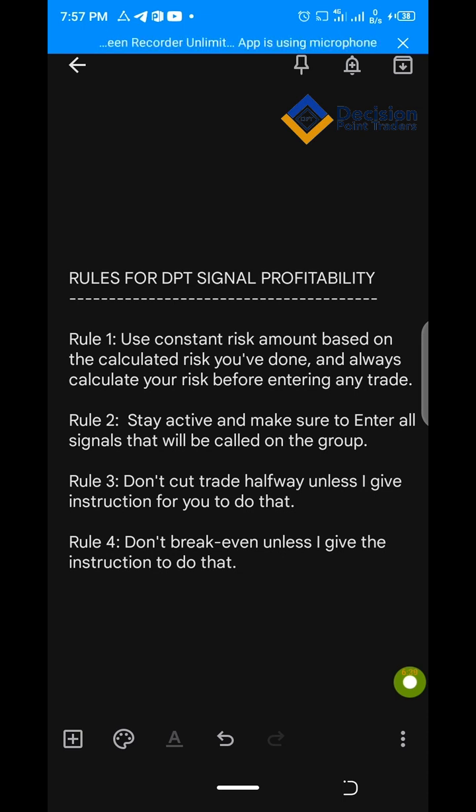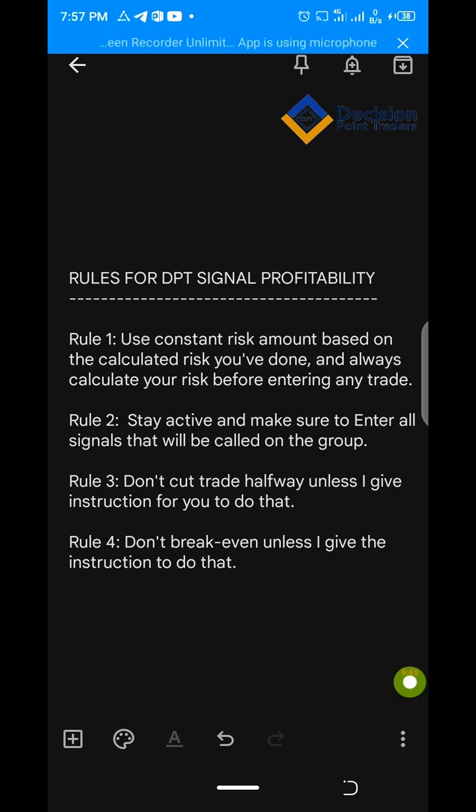Taking all the trades will end you in profit at the end of the week, at the end of the day, at the end of the month. That is how you are going to stay profitable following our signal. Make sure you enter all trades that will be called.